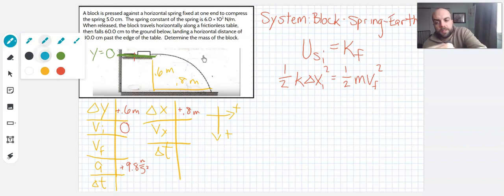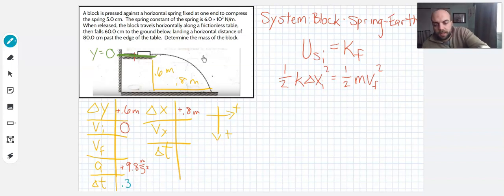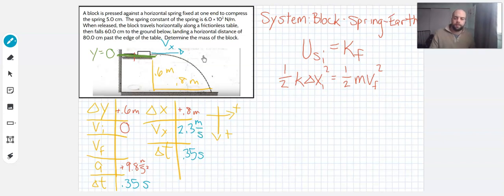Now, this is a great opportunity to use the kinematic equations and review our physics from the beginning of the year. If you're doing this correctly, you're going to get a time of 0.35 seconds. And one note, the vertical velocity is 0 because the block is just launched horizontally. It doesn't have any vertical velocity in the beginning. And then this becomes 0.8 divided by 0.35. I got 2.28 or 2.3 meters per second of speed as it leaves the table.